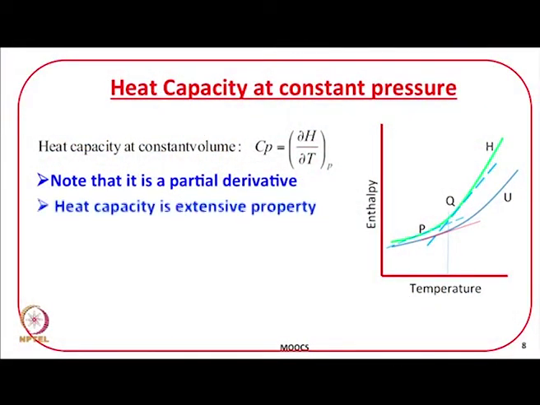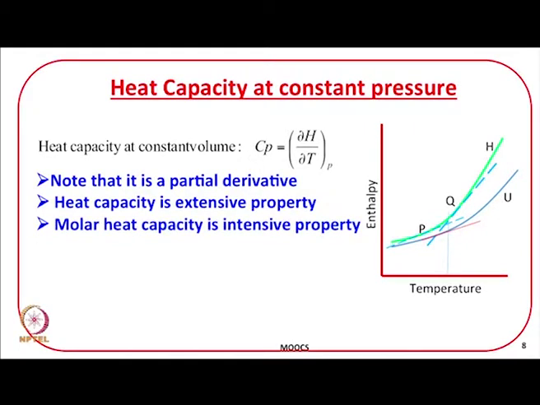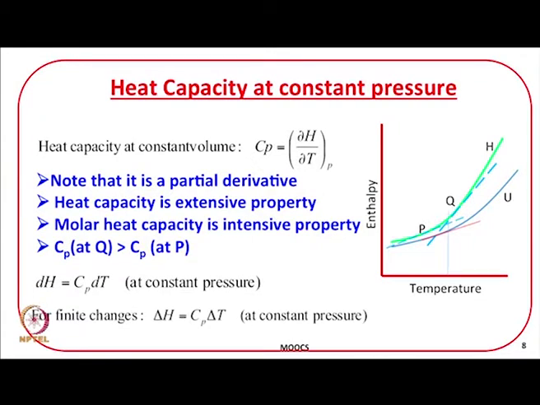Here again, please note that it is a partial derivative, heat capacity is an extensive property, and molar heat capacity is an intensive property. The final point to note is that Cp is greater than Cv, because you can see here at point P or point Q in the figure, the slopes are different, and the slope corresponding to the plot of H versus T is higher than the slope corresponding to U versus T. Therefore, Cp,m is greater than Cv,m.